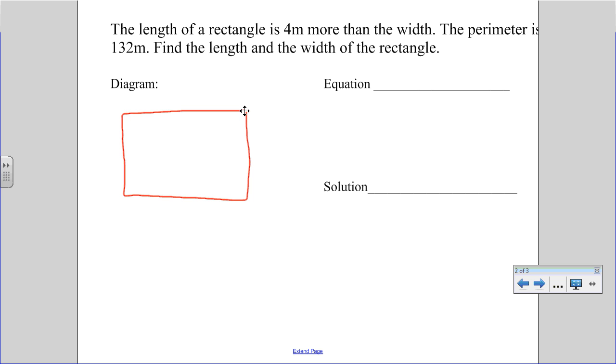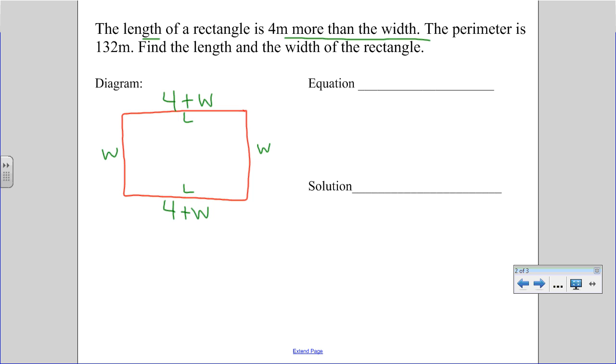It tells me that the length is 4 more than the width. Length, I always have running across my paper from left to right. So that means this is my length, and this is my width. But what I know is that my length is actually 4 meters more than my width. So that means this side is 4 meters more than my width. My width doesn't have anything special about it, so this W is going to come out here, and this W is going to come out here. We know the perimeter is 132 meters.